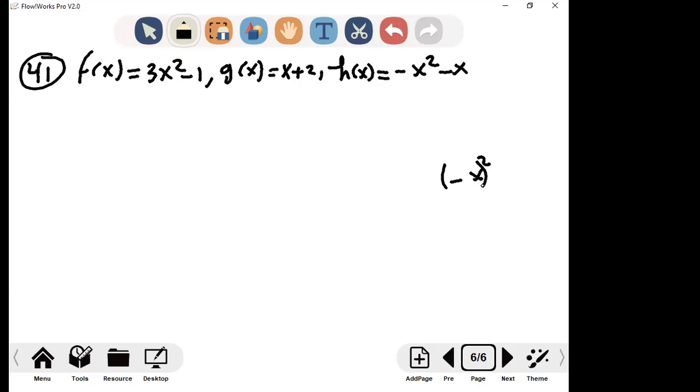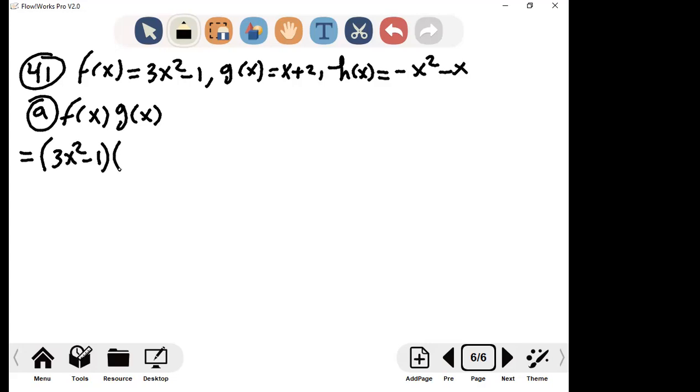Done? Right. Now, in part A, what do they want from the question? The question says to evaluate and simplify the given expression, determine the degree of the resulting polynomial, and show your work, right? Part A, f of x, g of x. What's between them? Nothing. Nothing means multiply. So let's multiply them. I will use parentheses. F of x is 3x power 2 minus 1, multiplied by g of x, which is x plus 2.